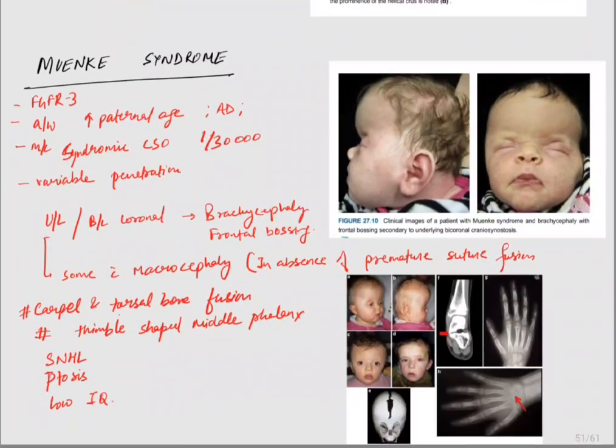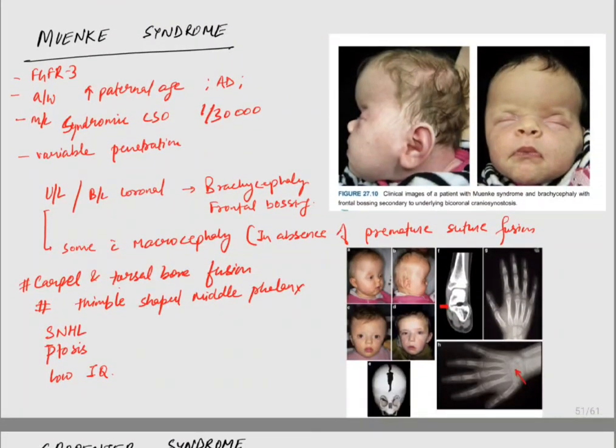Now coming to Muenke syndrome. Muenke syndrome is the most common syndromic craniosynostosis. It is due to FGFR3 mutation. It is also associated with increased paternal age. The penetrance is variable. There is unilateral or bilateral coronal synostosis.